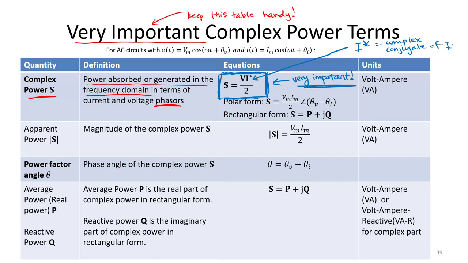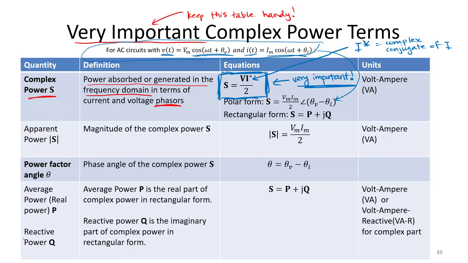Remember, for the complex conjugate, we just have to flip the sign on the imaginary part. So we take voltage times the complex conjugate of current divided by 2. That will give us our complex power S. In polar form, we can also write complex power as our magnitudes, voltage and current divided by 2, angle theta V minus theta I. So if we are given some current and voltage sinusoids, we can directly plug in and determine complex power if we know our magnitudes and phase angles.